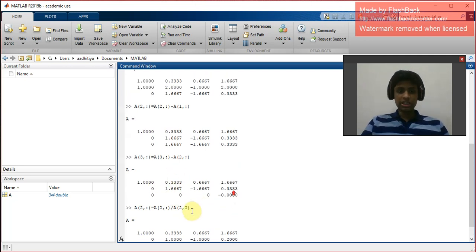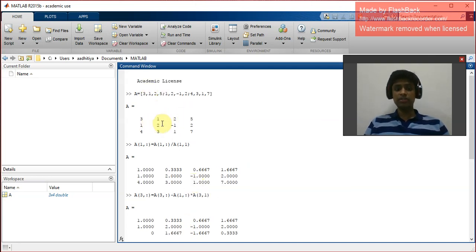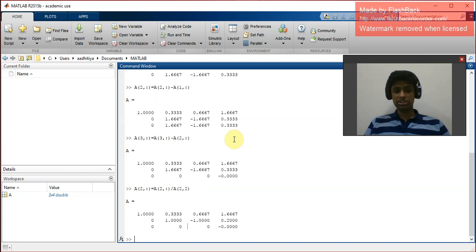By doing that, we obtain a matrix which is 1, 0.33, 0.667, 1.6667, 0, 1, minus 1, 0.2, 0, 0, 0, 0. So this, as you've seen, is our row reduced echelon form matrix with this one and this one as pivot elements, and this is our row reduced form for the given matrix 3 1 2 5, 1 2 minus 1 2, 4 3 1 7.